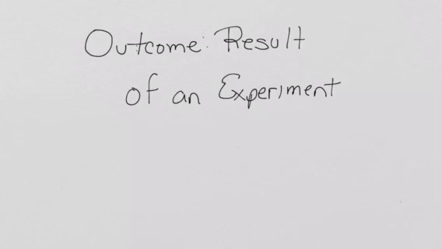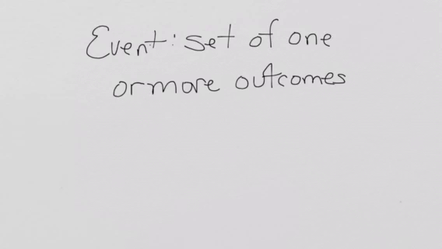An outcome is a result from an experiment. So if we flipped it and got heads, heads would be the outcome. Or if we flipped it and got tails, tails would be the outcome. An event is just a set of one or more outcomes.